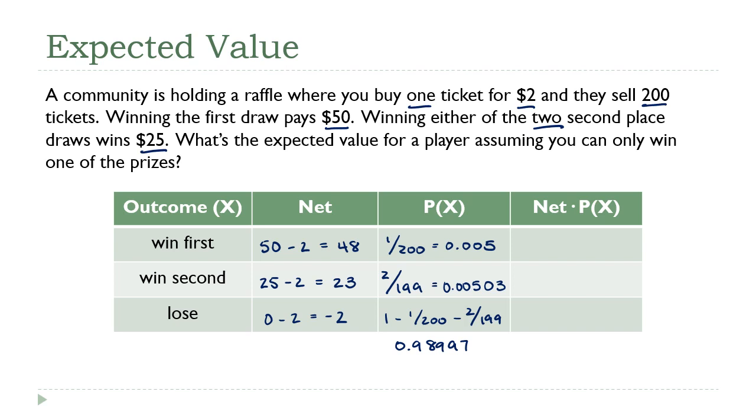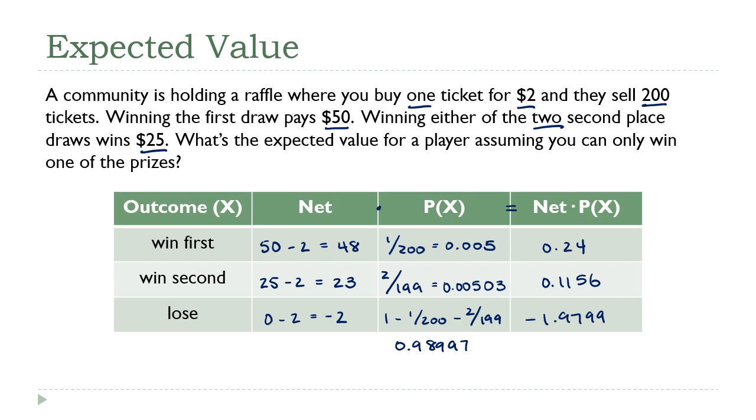So now we're down to this last column. To get to the last column, we multiply across. You take the net figure times the probability, and that equals column 3. So 48 times 0.005 is 0.24. 23 times this 0.00503, that was really close to 0.005, is 0.1156. And finally, we're going to do -2 times this 0.98 figure, and that's going to give us -1.9799.